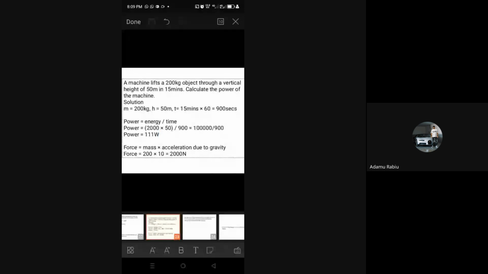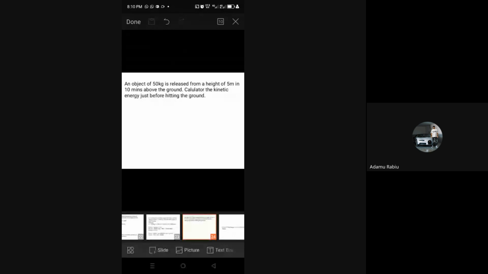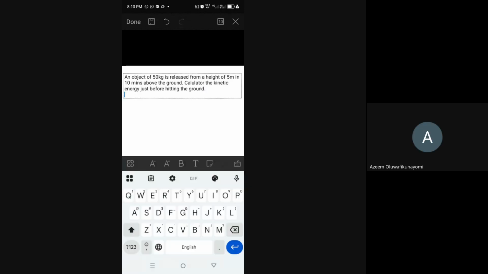Okay, so the next question: an object is released from a height above the ground. Calculate the kinetic energy just before hitting the ground. So it's just English. They calculate kinetic energy, that's all. They are giving you the mass of the object, the height, and time. You see now how technical these examiners are. They are very logical. So let me solve it so that you will see.